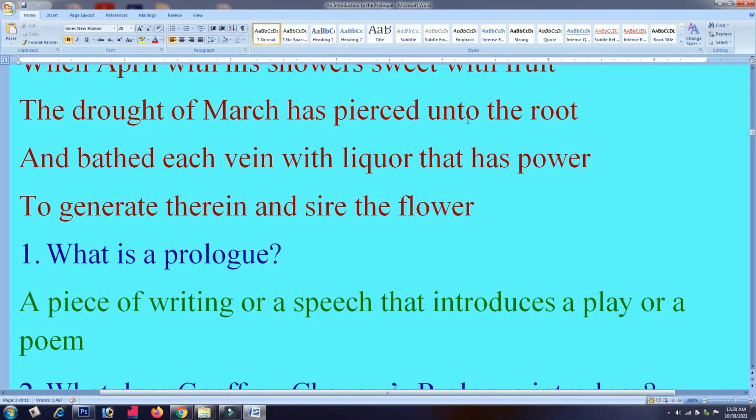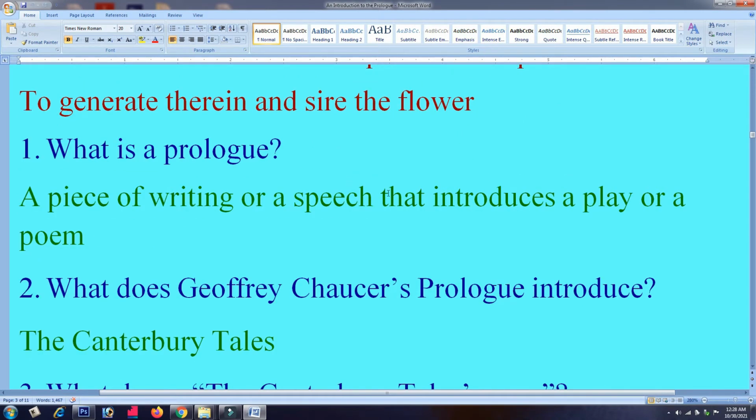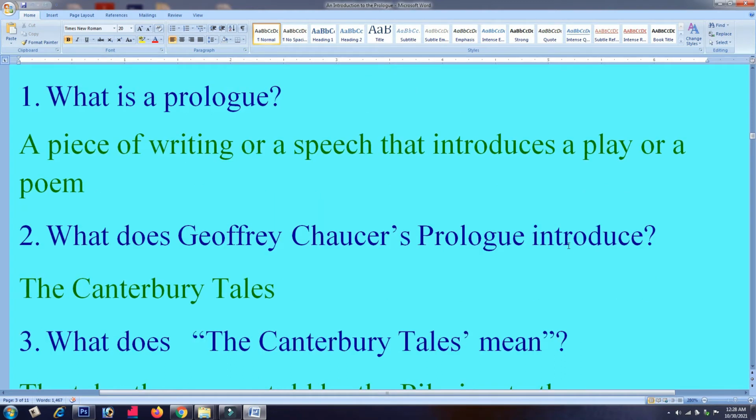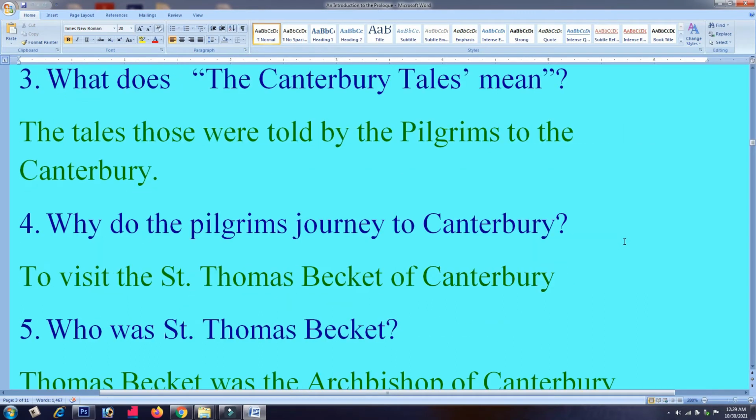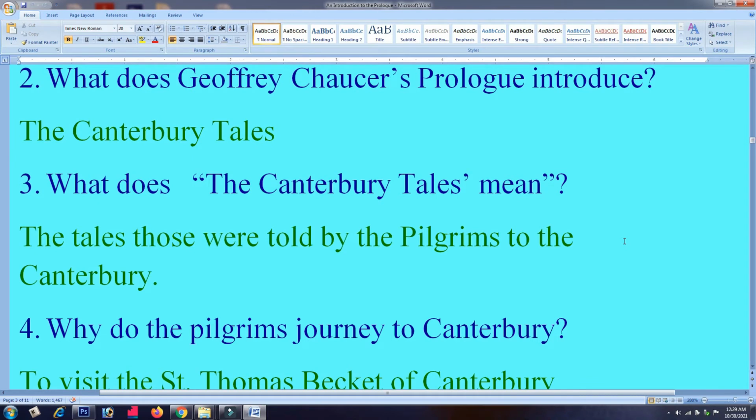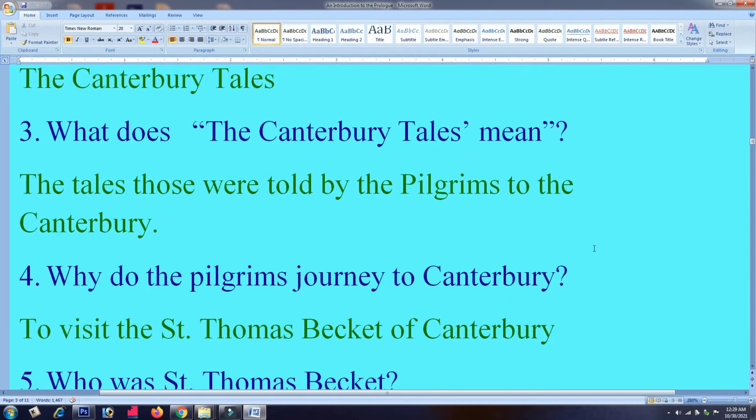What is a prologue? A piece of writing or a speech that introduces a play or a poem. What does Geoffrey Chaucer's prologue introduce? The Canterbury Tales. What does the Canterbury Tales mean? The tales that were told by the pilgrims to Canterbury.